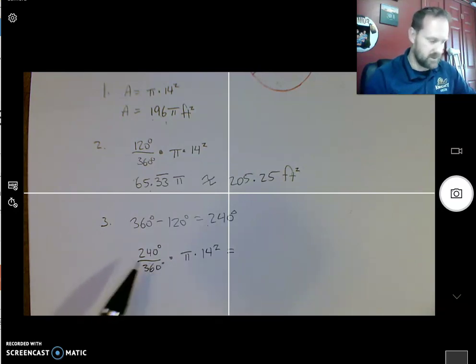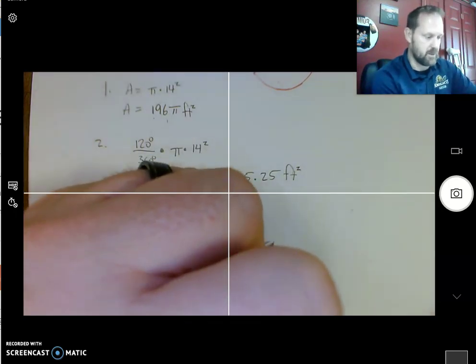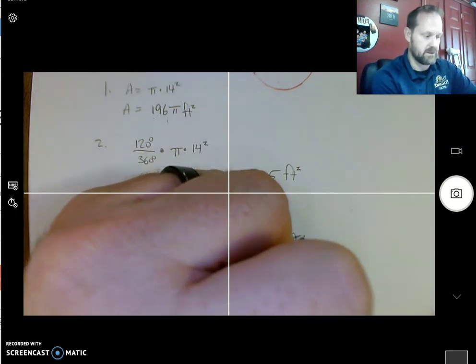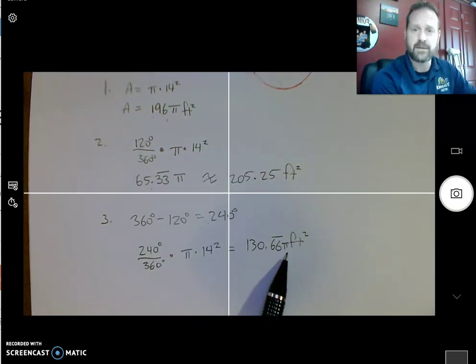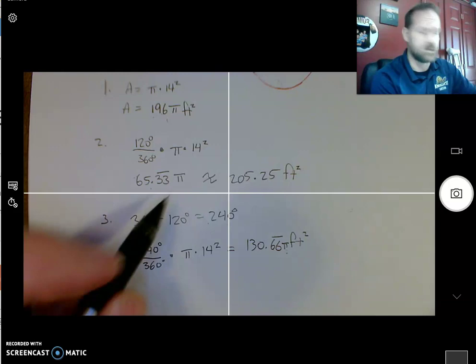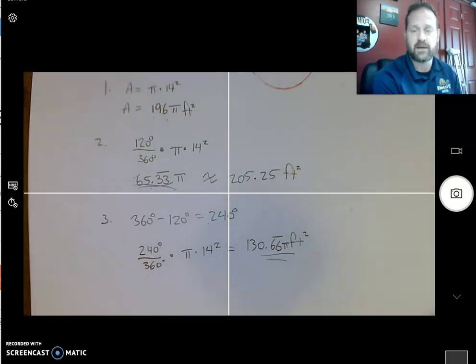So 14 squared multiplied by 240 over 360, so 130.66 repeating feet squared pi. Squeeze pi in there. Don't forget your little pi. That makes a big difference. Okay. So you can leave your answers in terms of pi. I love the answers left in terms of pi. And so there we go.